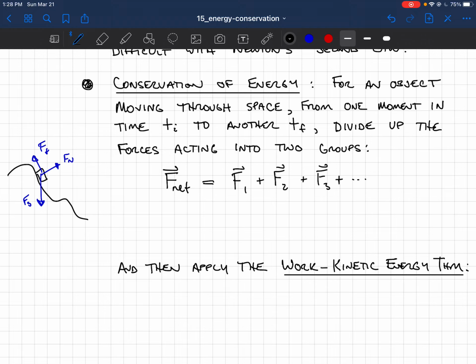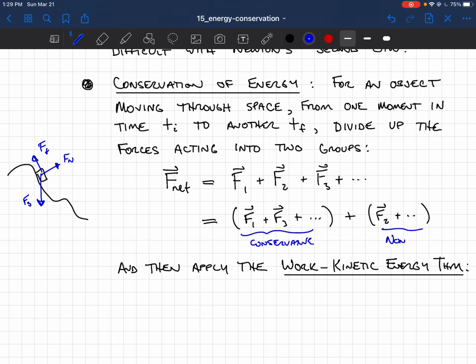And what we're going to do is we're just going to divide up those forces into conservative forces and non-conservative forces. So maybe F1 and F3 are conservative, and F2 and other ones are non-conservative. So these are conservative forces, and these are non-conservative.